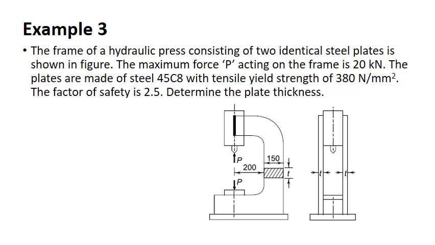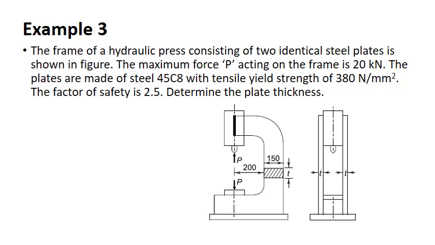Third example, we have a hydraulic press here. So there are two frames, identical steel plates are being used as frames. You can see in the side view, front view. Okay. So the maximum force P acting on the frame is 20 kilonewton. That is also shown here. The plates are made of 45C8 with a tensile yield strength of 380 MPa. Factor of safety is 2.5.